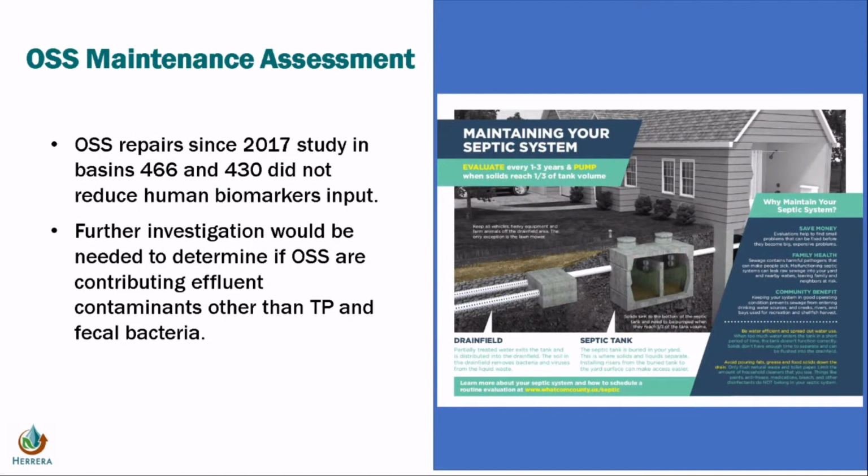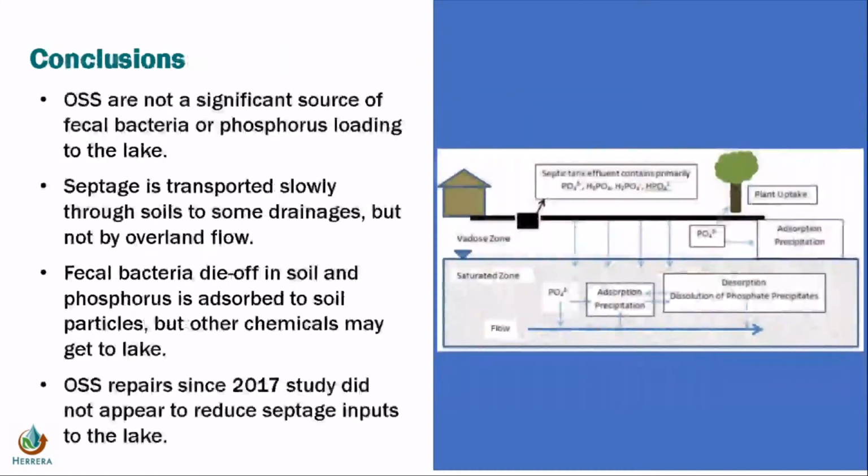And finally, we did assess whether the 68 of the 100 systems were inspected by the Whatcom Health Department between the 2017 and 2020 study. They weren't able to get access to the other 32, and of those 68, 5 were found to have either a need of repair or maintenance. 2 of them landed in 2 of the basins we studied, 466 and 430, and we found no appreciable decrease in human biomarker input between the time that those repairs were made. However, further investigation would be needed to determine if other contaminants in septage may be getting to the lake other than phosphorus and fecal bacteria.